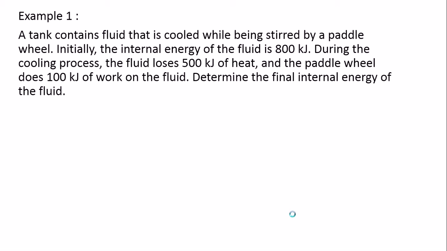In example 1, a tank contains fluid that is being cooled while being stirred by a paddle wheel. Initially, the internal energy of the fluid is 800 kilojoules. During the cooling process, the fluid loses 500 kilojoules of heat, and the paddle wheel does 100 kilojoules of work on the fluid. Determine the final internal energy of the fluid.